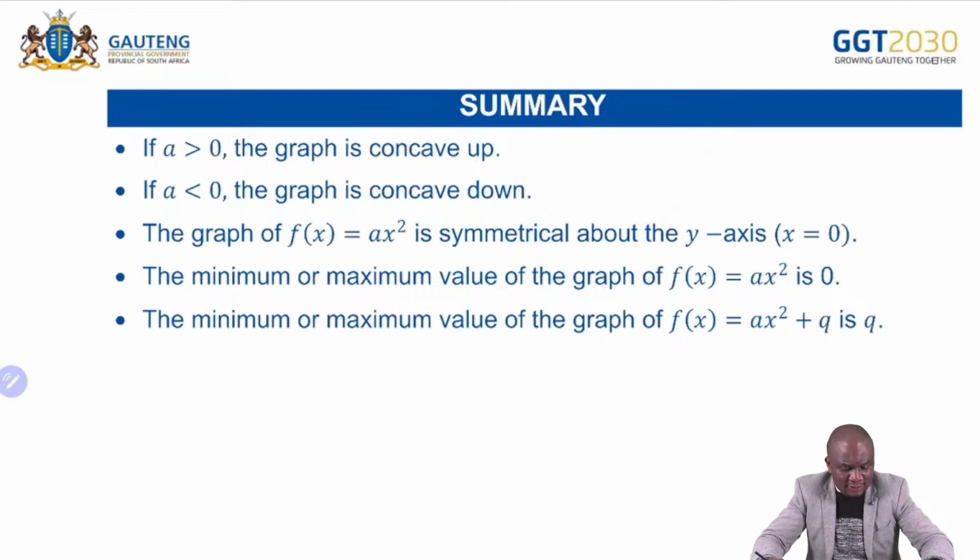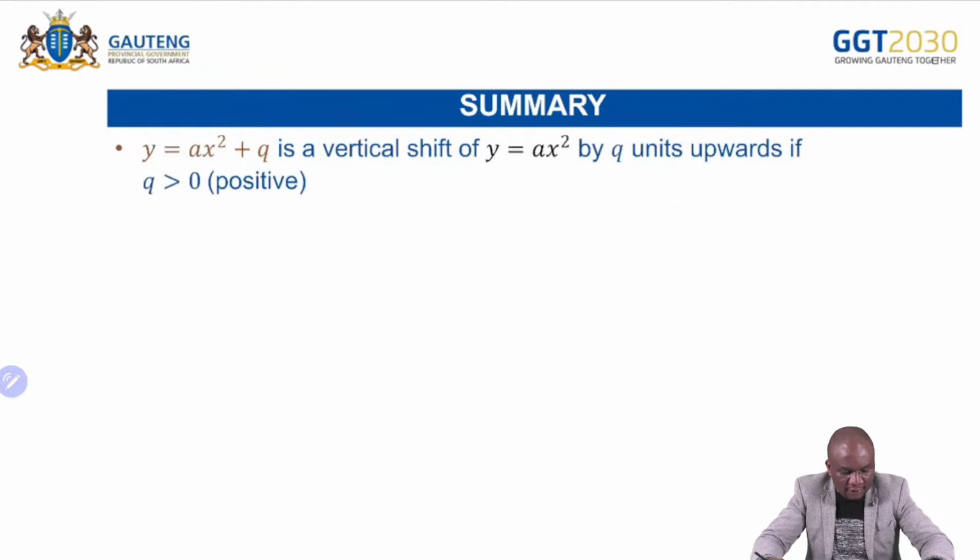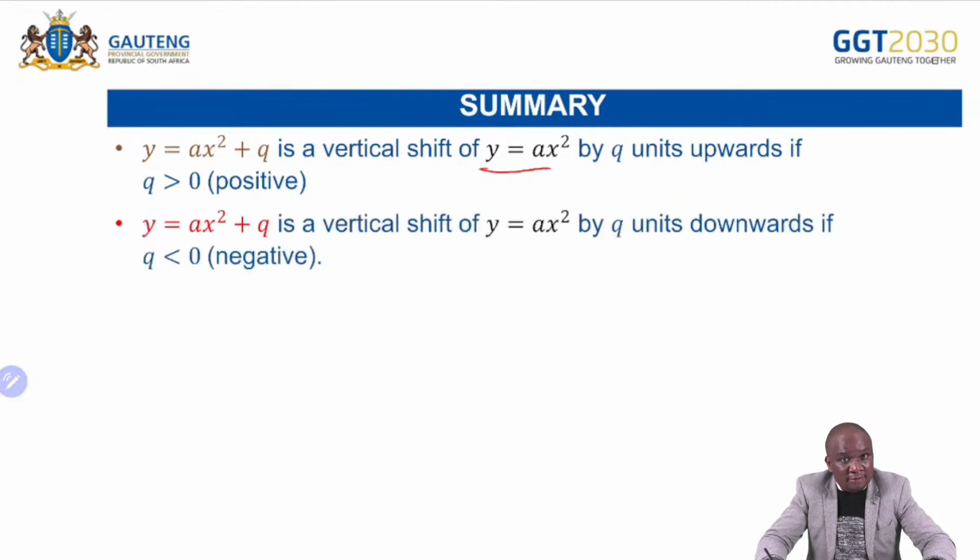Remember that. And then what we have, y is equal to ax squared plus q is a vertical shift of y is equal to ax squared by q units upwards if q is greater than 0, if q is positive. But if q is negative, then it's a downward shift.